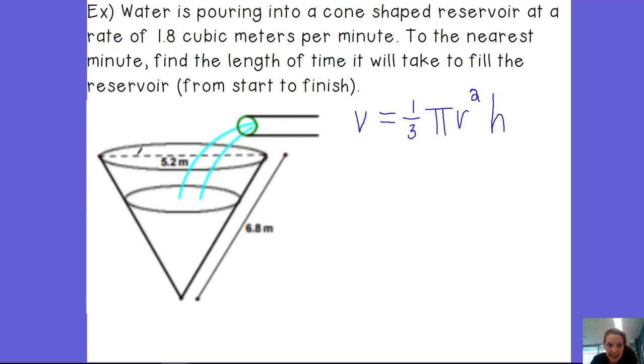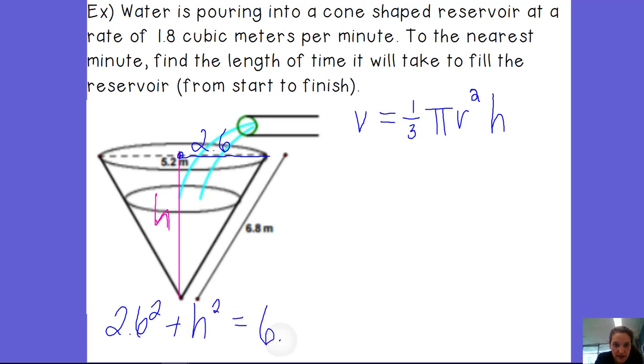So our diameter is 5.2. So our radius is going to be half of that, which is 2.6. 5.2 divided by 2 is 2.6. And then to find the height of this cone, we're actually going to have to do Pythagorean theorem. 2.6 squared plus the height squared is going to be equal to 6.8 squared.